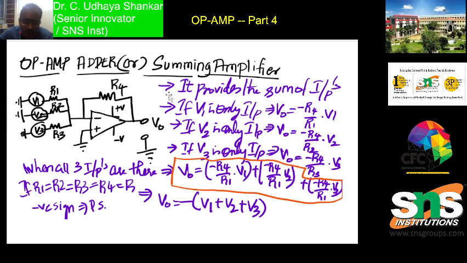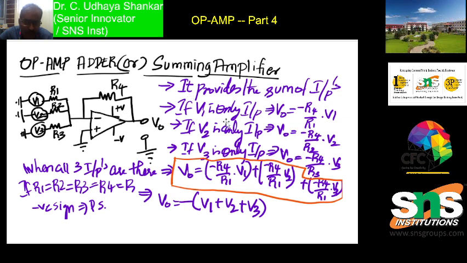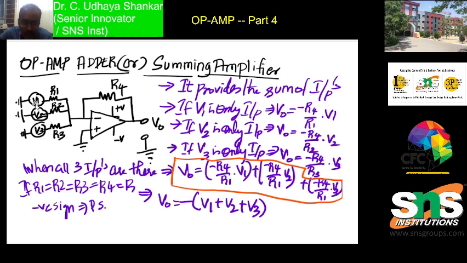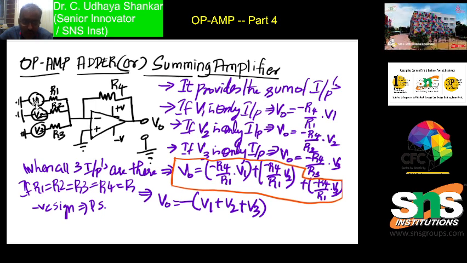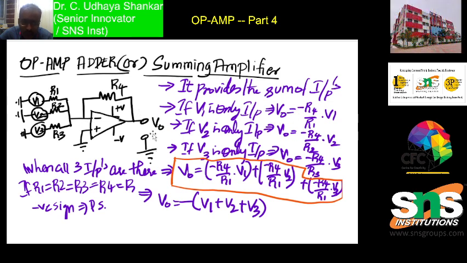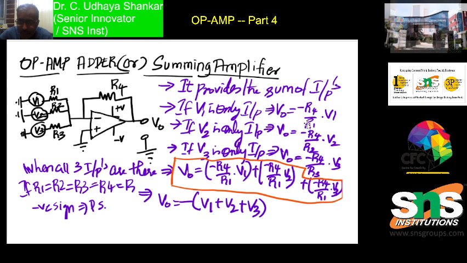So how does it happen? For example, if we are having only V1 as the input, and let us consider that V2 and V3 are 0, then this will be nothing but an inverting amplifier, is it right? Only V1 will be given to the inverting input, and there is a feedback. So as per the inverting amplifier, the output V0 will be equal to minus the feedback resistance R4 by R1 into V1.